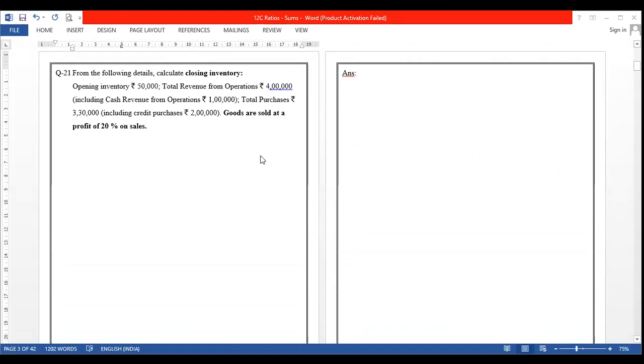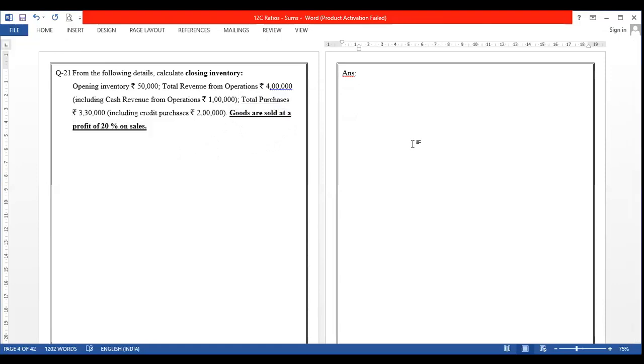We need to calculate the closing inventory in this sum, and opening inventory is given as rupees 50,000. Total revenue from operations is 4 lakh rupees, including cash revenue from operations of rupees 1 lakh. Total purchases are rupees 3 lakh, including credit purchases of rupees 2 lakh. Goods are sold at a profit of 20% on sales. How to start with the sum? Net sales minus gross profit, that's all. We will get cost of revenue from operations.